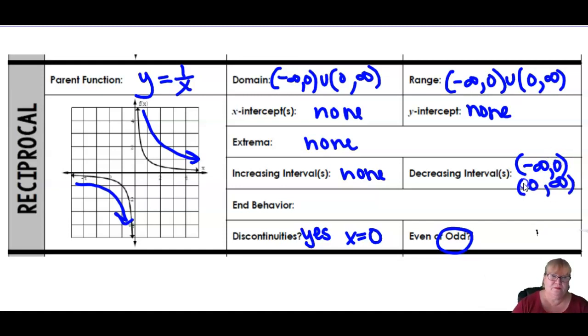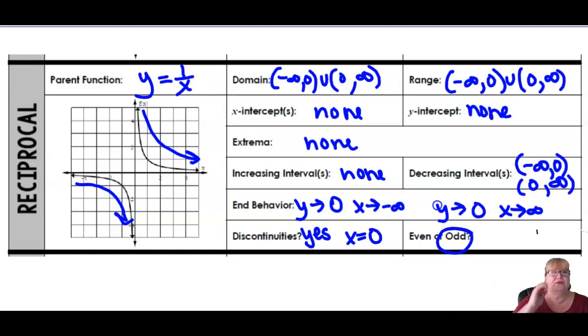End behavior, as you go off to the left, which means x is getting closer to negative infinity, the y values are getting closer and closer to 0. And as you go off to the right, so as x approaches infinity, the y values are getting closer to 0 again. Remember, we had that in our notes where it can approach a particular value, not always infinity.